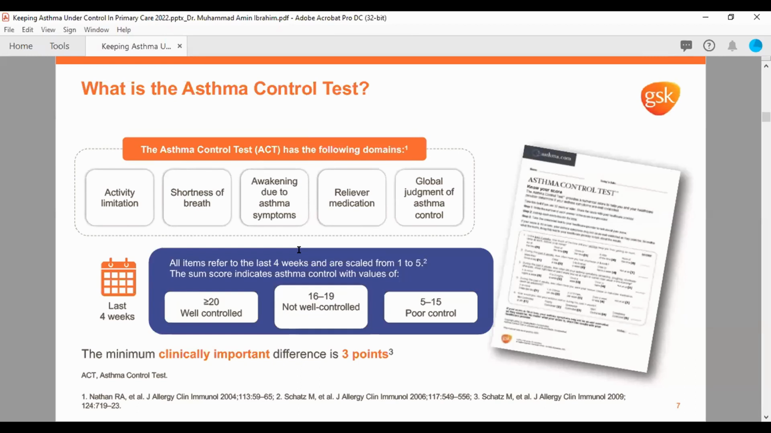How do we interpret the ACT score? Those who score more than 20, we define as well controlled. With a score between 16 to 19, not well controlled, and those who score less than 15 have poor asthma control. And the minimum clinical important difference, or MCID, is 3 points.